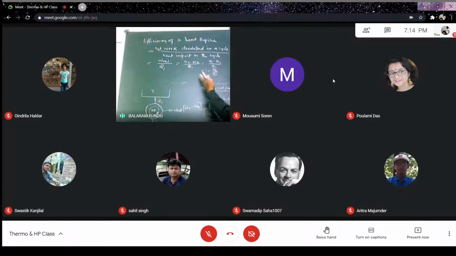So there is no limitation mentioned. In the first law of thermodynamics, no limitation is there on whether Q2 is 0 or equal to Q1. Is there any limitation or not? Nothing has been mentioned in the first law of thermodynamics. So 1 minus Q2 by Q1 is there.